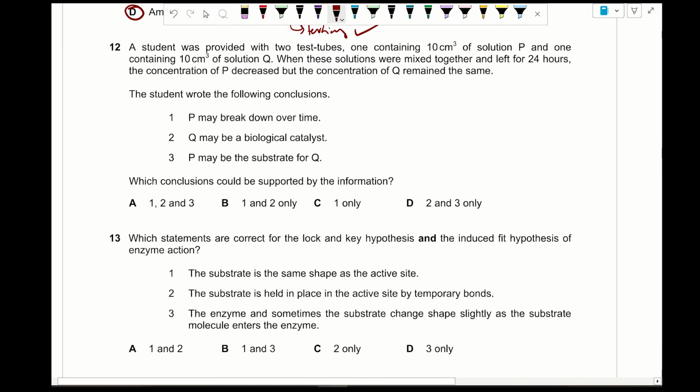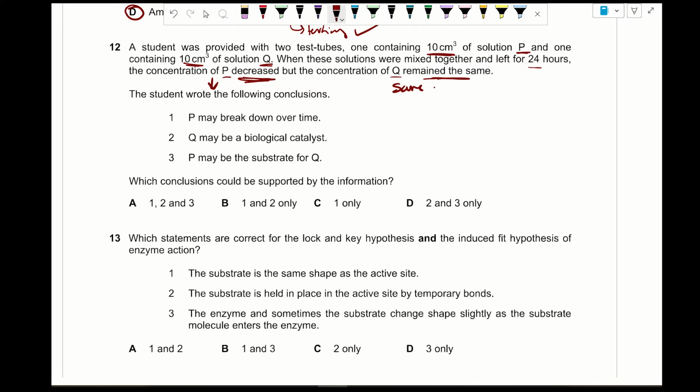Question number 12. A student was provided with 2 test tubes, one containing 10 cm cubed of solution P and one containing 10 cm cubed of solution Q. When these solutions were mixed together and left for 24 hours, the concentration of P decreased, but the concentration of Q remained the same. So P decreased and Q the same.